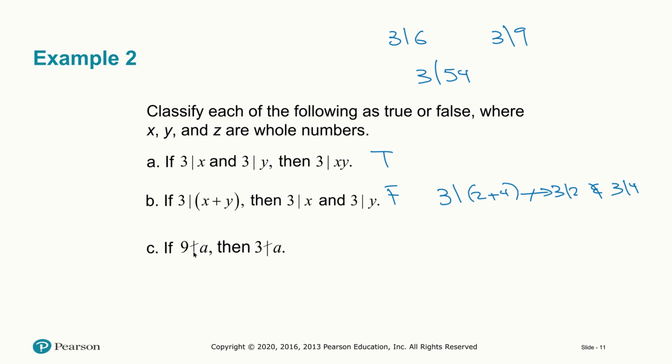How about this one? If 9 does not divide the number, that means 3 does not divide the number either. What do you think of that? Well, not necessarily true, right? Notice that 9 does not divide 3, correct? But 3 divides 3. So this statement here is false.